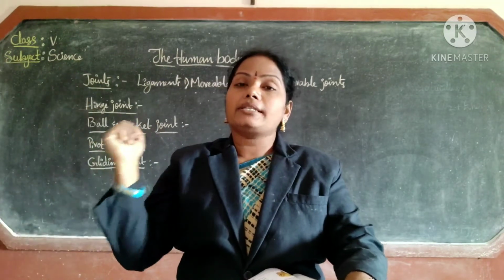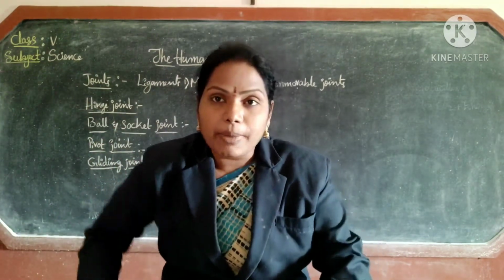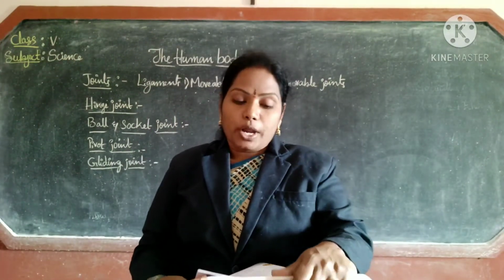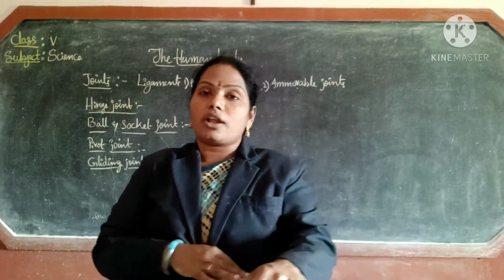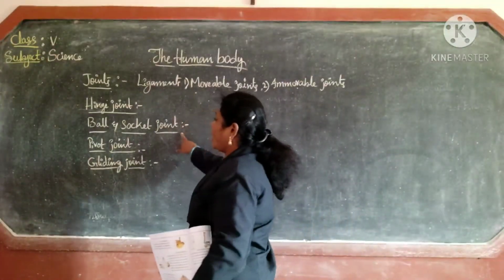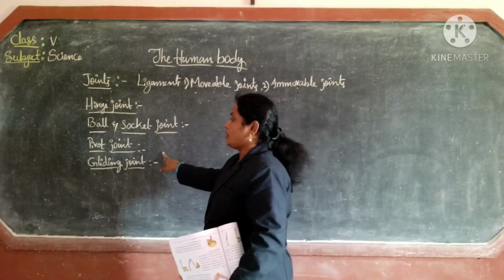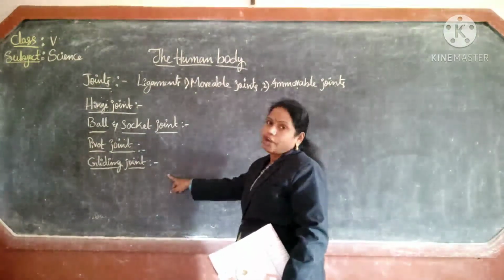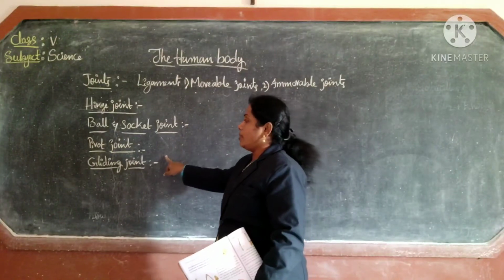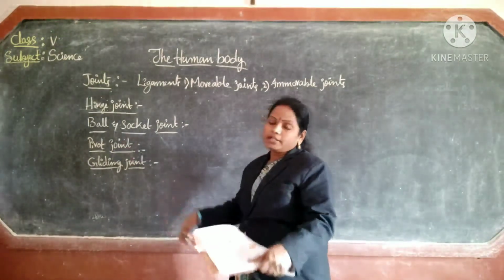And here hands and legs and next the backbone, these are what? Movable joints. So joints are of different types: hinge joint, ball and socket joint, pivot joint, and gliding joint.